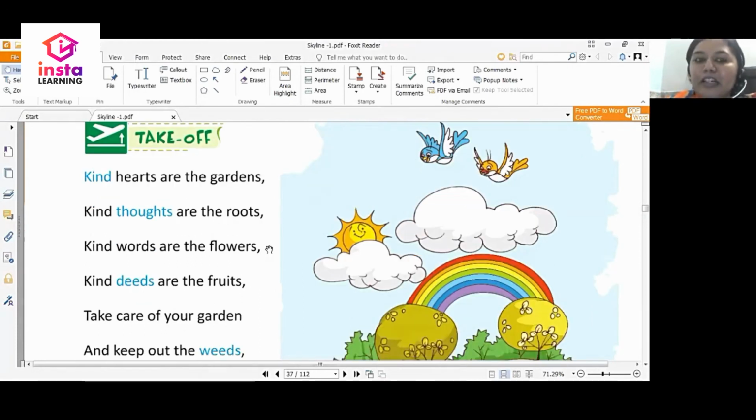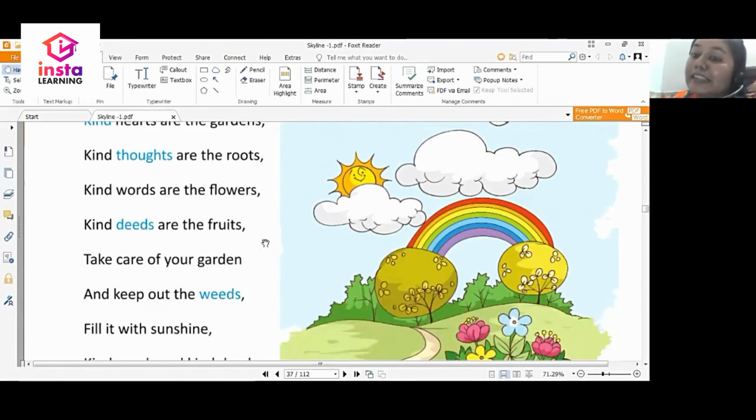Kind words are the flowers. So if you're speaking kind words to people around you, it seems like you are giving them a flower. And then kind deeds are the fruits. What is the meaning of the word deeds? Deeds mean whatever you do, any act that you do. For example, let's say one of your friends has forgotten lunch at home. Now if you offer your food to your friend for sharing, then that's a kind deed, that's a good act that you have done.